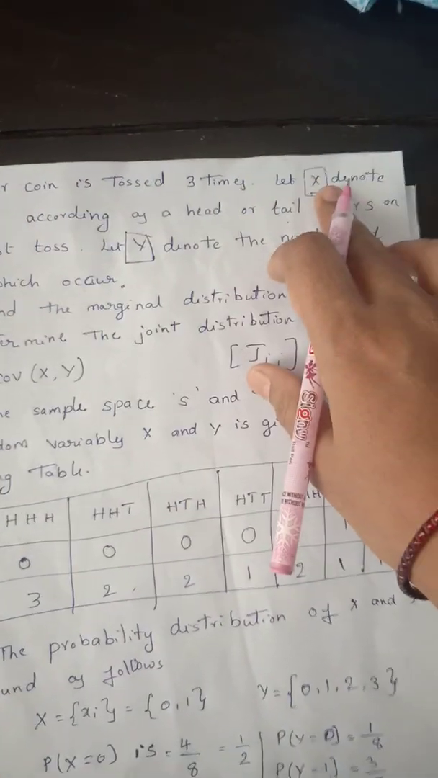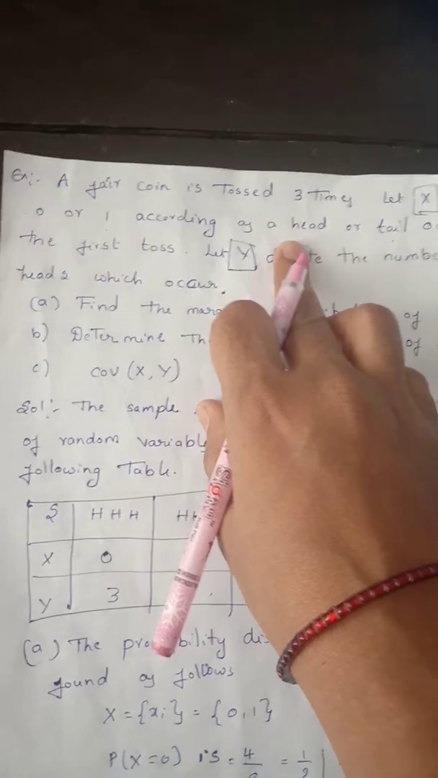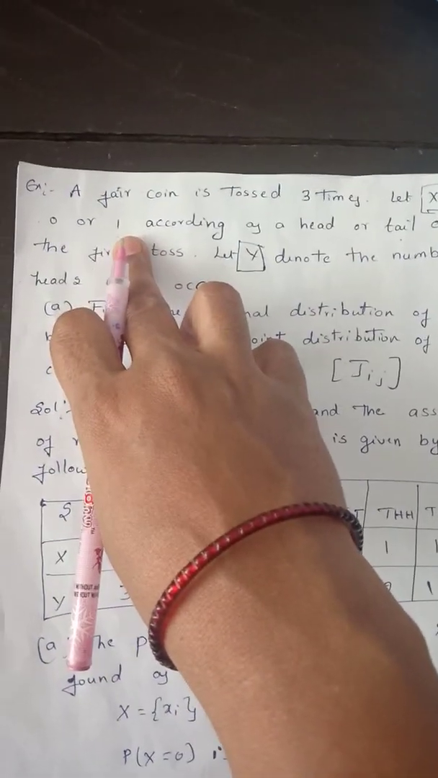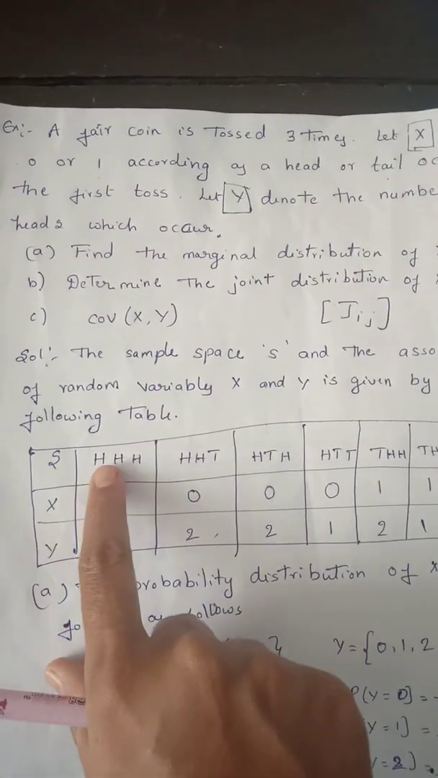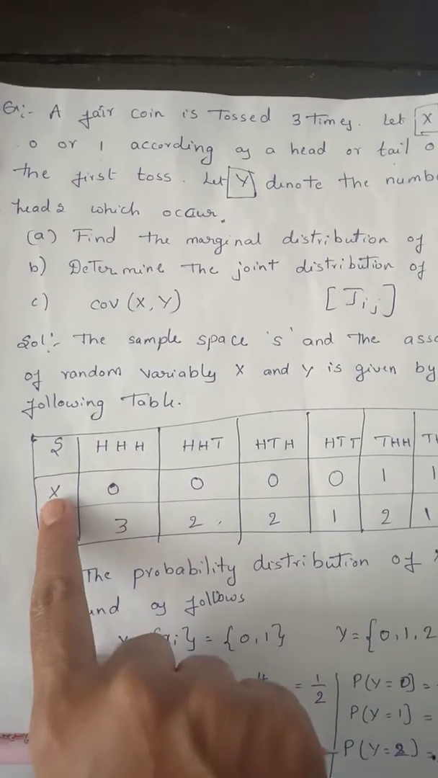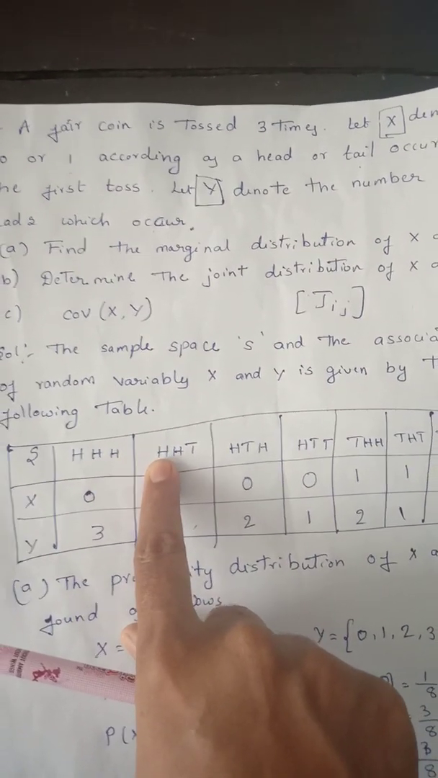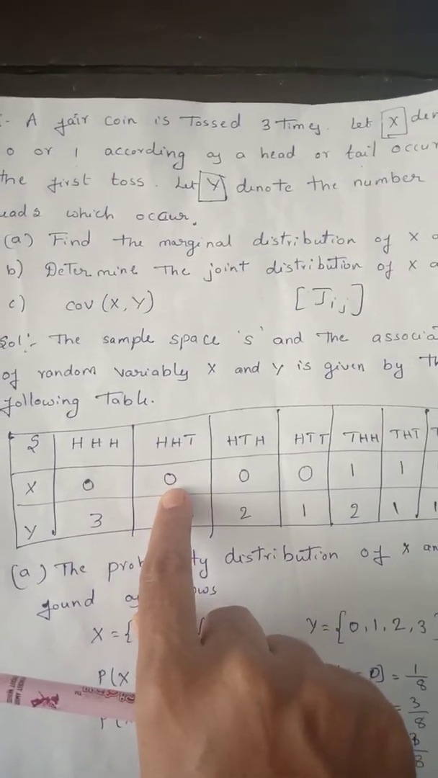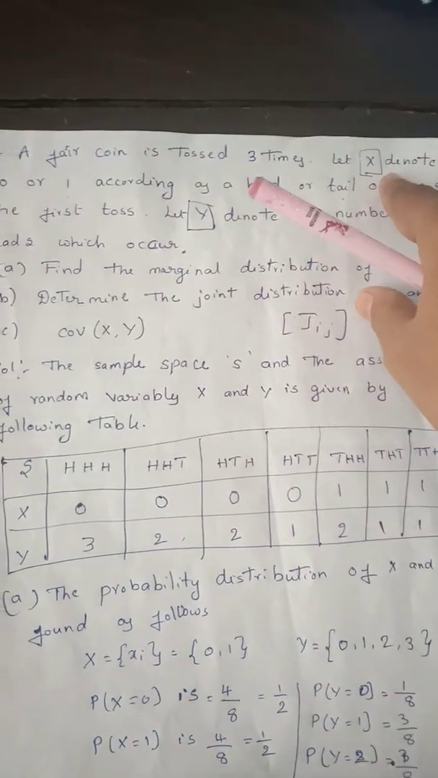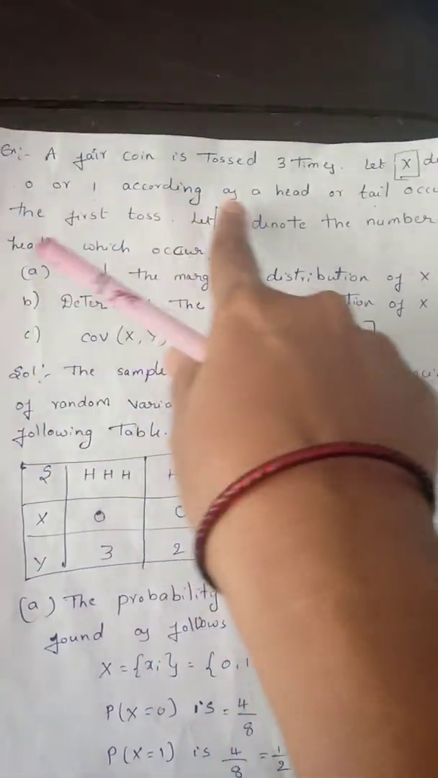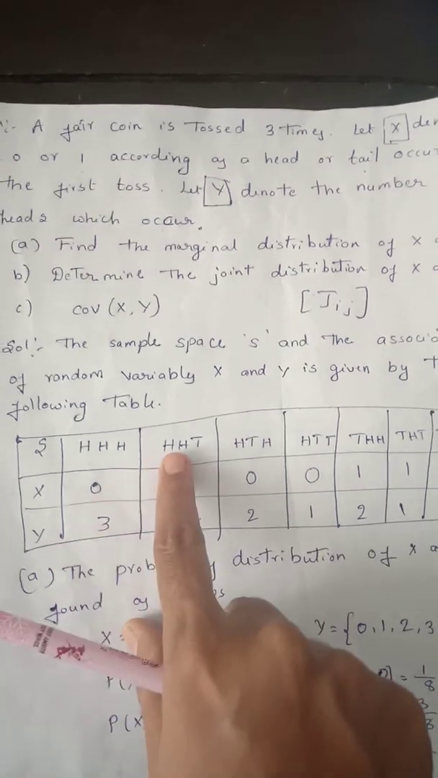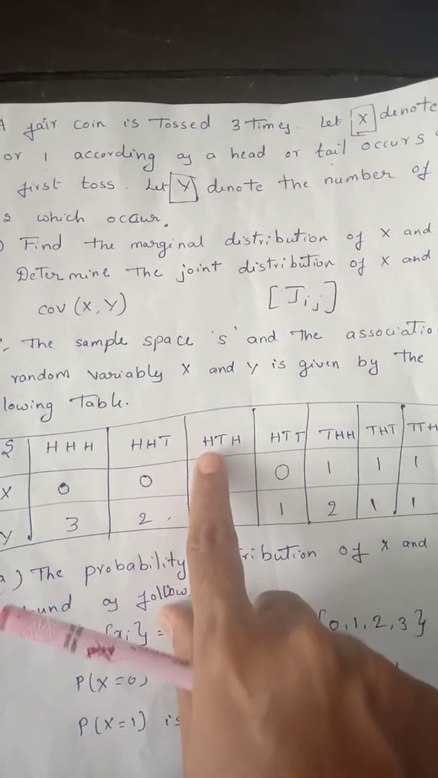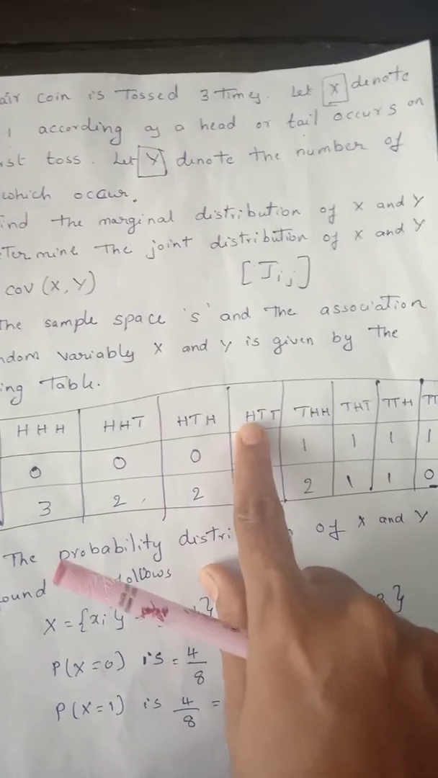So what is mentioned here? X denotes 0 if a head occurs first, we have to write the value of the random variable as 0. If a tail occurs first, we have to write the value as 1. So if there are 3 heads, what is the first outcome? Head, so 0. Based on the first outcome, we give the value of either 0 or 1, depending on whether a head or tail occurs first. If the first is a head, I have written 0. Here also 0, because the first outcome is a head.